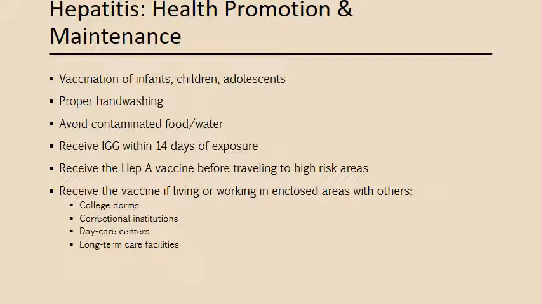If you get exposed to hepatitis, receiving an immunoglobulin within 14 days of exposure will help prevent actual exacerbation of the disease. It's recommended to receive the hepatitis A vaccine before traveling to high-risk areas, and to receive the vaccine if living or working in enclosed areas with others, specifically mentioned in your book: college dorms, correctional institutions, daycare centers, long-term care facilities. So it's important for anybody living in close quarters with pretty much strangers to have vaccinations.